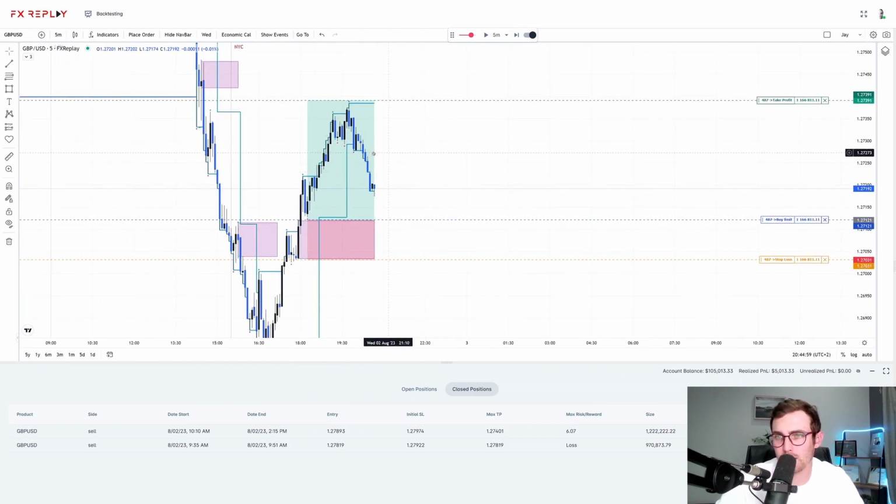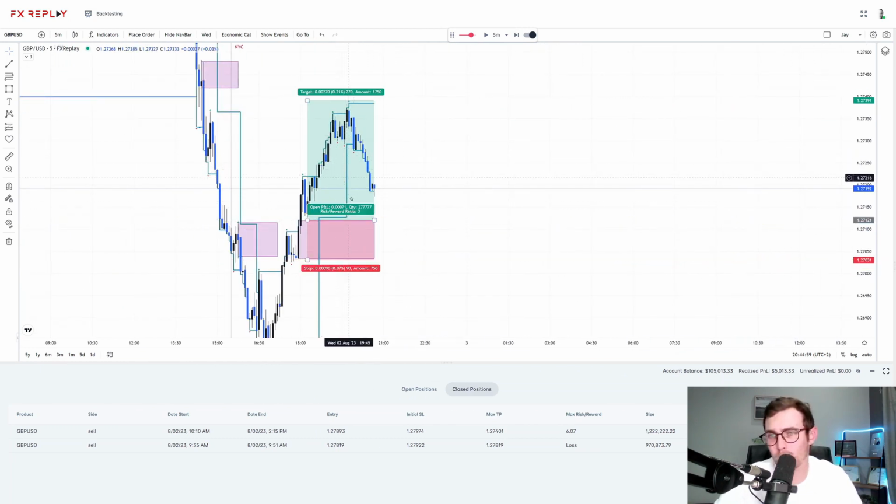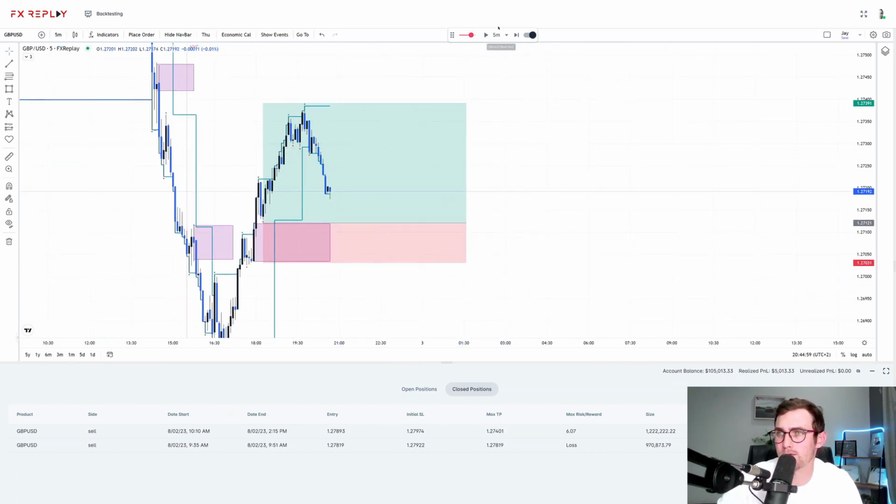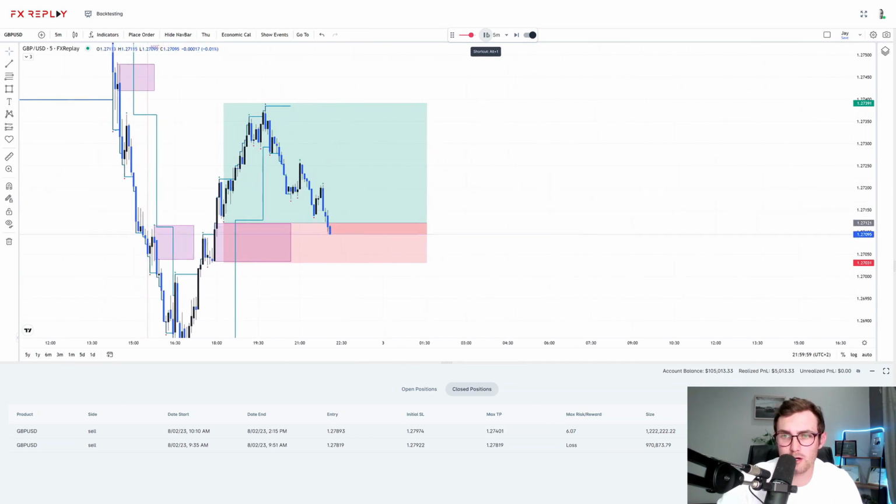Okay. This is now 8 o'clock at night, so I'm going to remove this limit, as realistically I wouldn't be trading at this time. Price did leave without us. Okay, but to forward test it, let's just have a look at how this demand would have reacted.